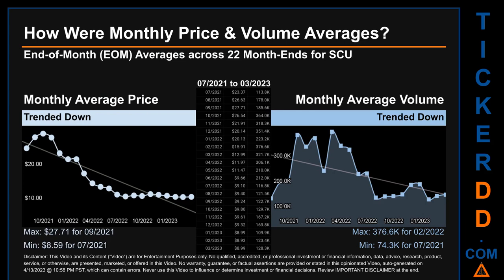The maximum end-of-month average price was $27.71 for 09/2021 while the minimum was $8.59 for 07/2021. Looking at volume, 02/2022 and 07/2021 respectively saw the highest and lowest monthly average volume at 376.6 thousand and 74.3 thousand.